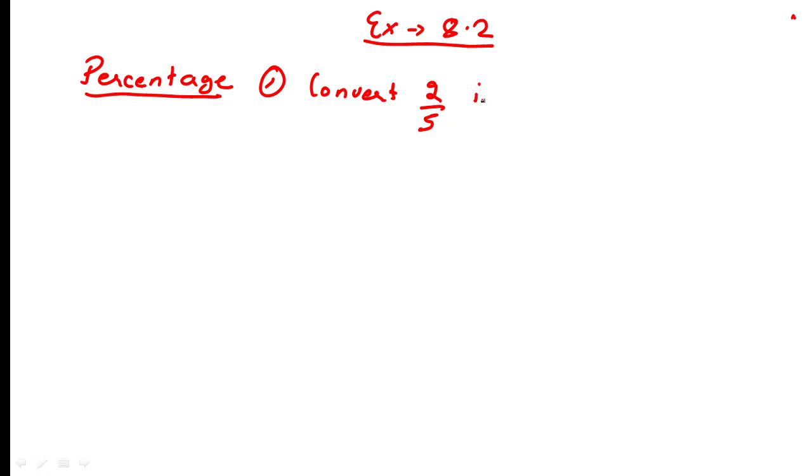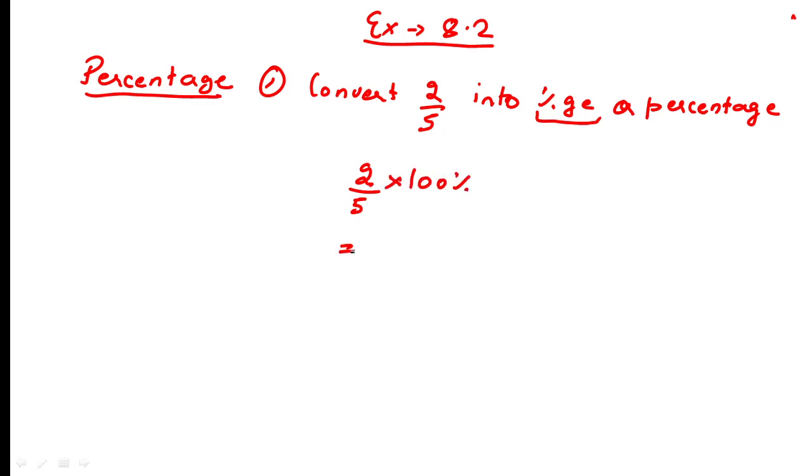2/5 into percentage. So if we have to convert, then we multiply this by 100%, and you will obtain the percentage: 5 on the 5, 5 20 the 100, 20 into 2 is 40, so 40% is your required answer. So these are the type of questions we solved in this exercise.